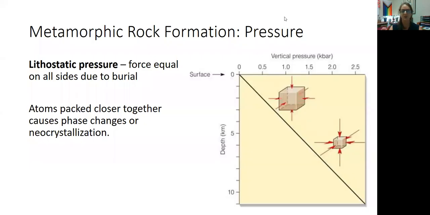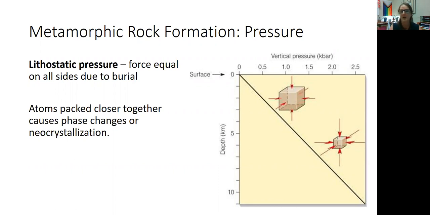Sometimes pressure isn't greater in one direction than another. Sometimes it's equal pressure from all around you. We call this pressure lithostatic. When the pressure is equal in all directions, that's lithostatic. And this happens when material is buried. When it's buried, there's equal pressure coming in from all directions.